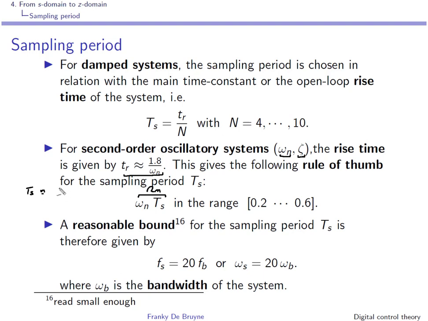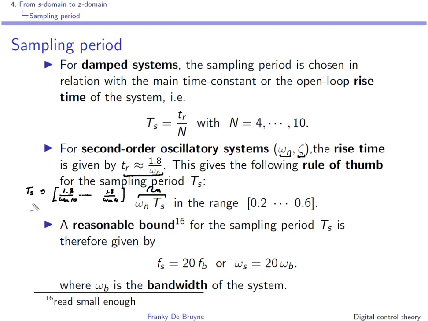right, 1.8 divided by omega n, and then divided by the largest one, 10, up to 1.8 divided by omega n divided by the smallest one over here, 4.